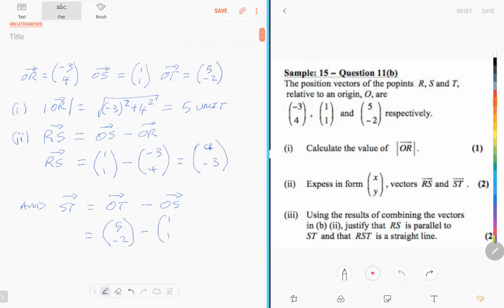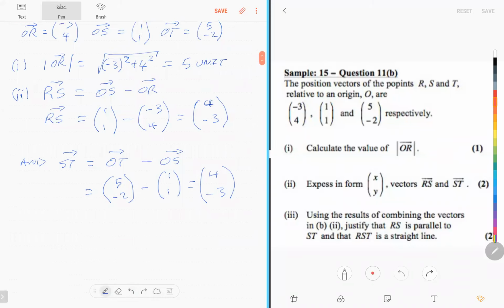And then it becomes 5 minus 1 is 4. And minus 2 and minus 1 is 3. So that these are the same. When two are the same, they are equal and parallel, equal in length and parallel. So those are equal vectors.